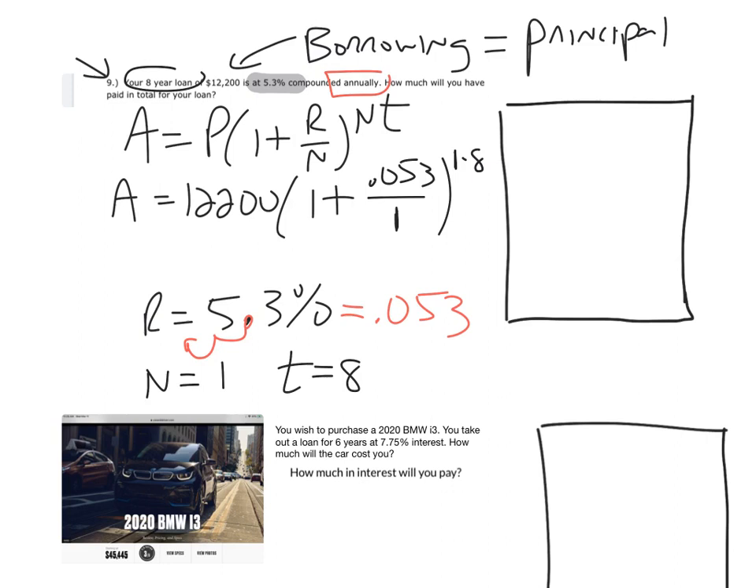So you basically plug in the values just like we did for the previous problems. Our principal is how much you're borrowing. Our interest rate, 5.3%, so 0.053. N compounded annually, so N is 1. And T, the time in years, it said it was 8 years. So we're going to carefully now enter this expression into our calculator to figure out how much this loan is really going to be costing us.